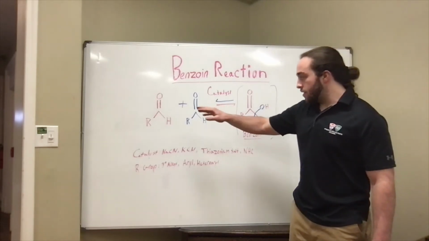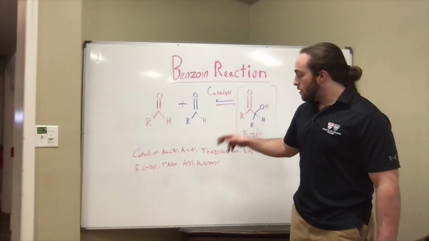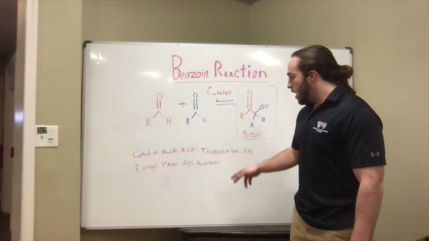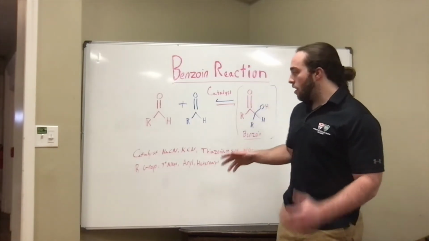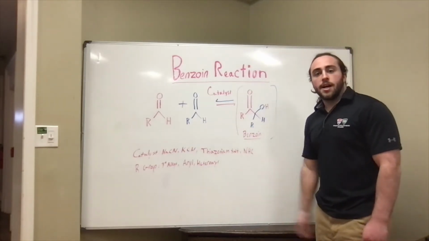The R groups on the aromatic aldehydes can be either a tertiary alkyl, an aryl group, or a heteroaryl group. Basically anything that won't have an alpha proton in the R position. And we'll be moving to the mechanism for the benzoin reaction.